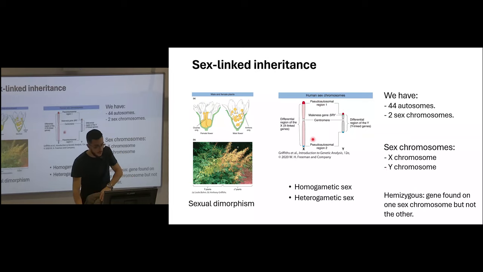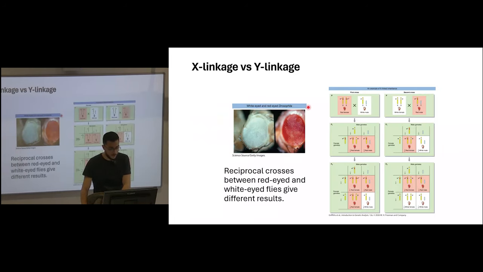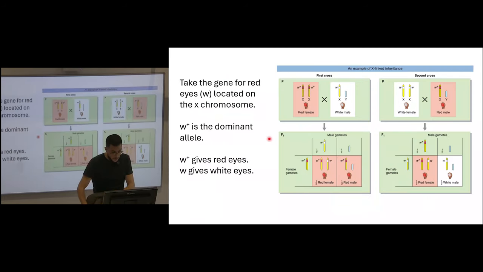Okay? So in this case, it's actually a little bit simpler when you're looking at sex-linked inheritance. And a good example that is always used is the eye color of Drosophila. So when we're talking about Drosophila, there's a gene, let's call it W, which is located on the X chromosome. So the W plus allele is dominant to the W allele, and that will give you red eyes, okay? So in that case, if you take a red eye female with a white eye male, this is how you're supposed to think about it, right? This is homozygous for the red eye gene. And then here you have the recessive allele on only one of the two chromosomes.